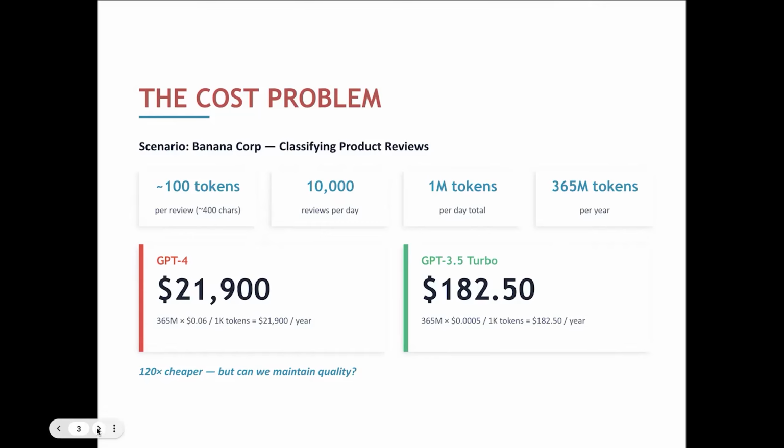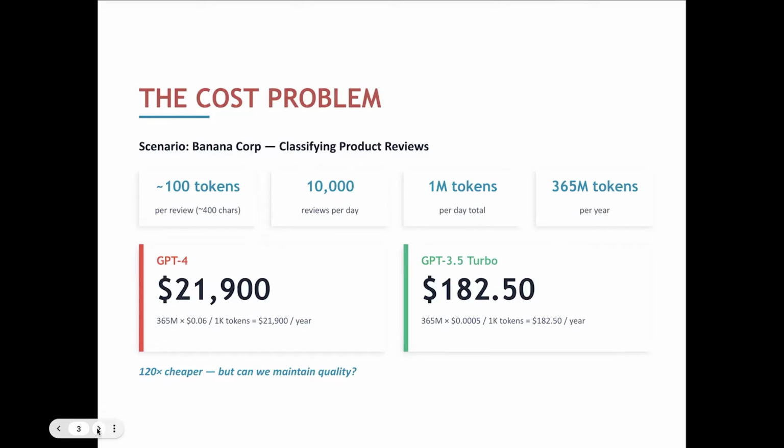Let's say that Banana Corp receives 10,000 product reviews daily, and each review is roughly 100 tokens. That's 1 million tokens per day, or 365 million tokens per year. If we use a large model like GPT-4, which costs 6 cents per 1,000 tokens, that comes out to nearly $22,000 per year just for classification.